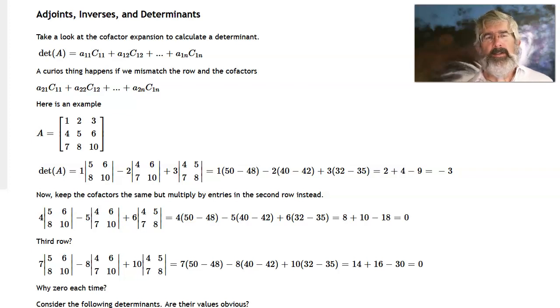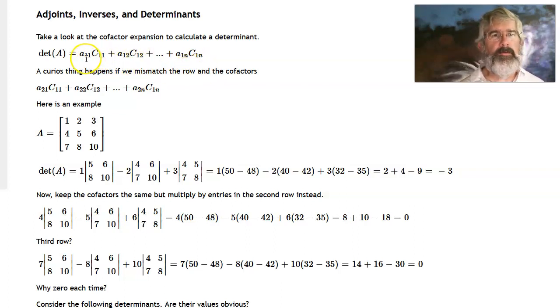In this video, I'd like to introduce a concept called the adjoint and then see how that's related to inverses and determinants. So, take a look here at the cofactor expansion of the determinant. This was the definition we gave earlier. This is essentially expansion across the first row is what I have written here.